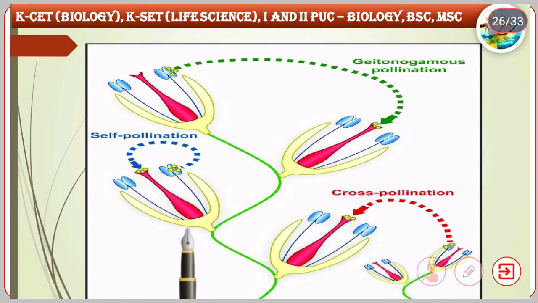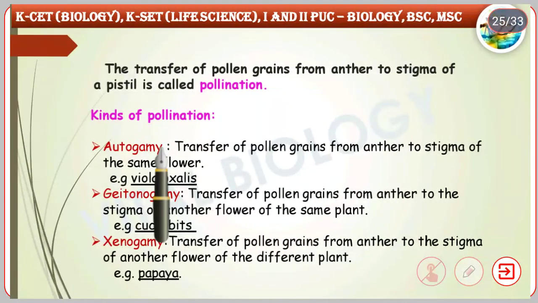Here you can observe that in a single plant, in a single flower itself, the pollen grains are transferring to the stigma of the pistil of the same flower. In the same flower itself, the pollination is taking place. So this is self pollination, or autogamy. Examples of self pollination are viola and oxalis.